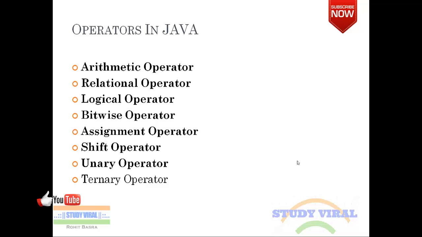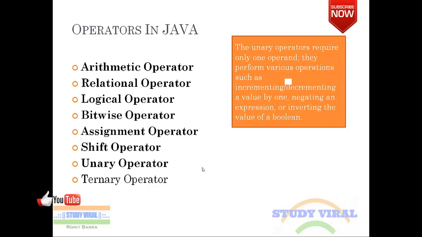In this video tutorial, I am going to show you the demonstration of unary operators. Unary operators are special operators which act on a single operand. Basically, they require one operand, and we can perform various operations like incrementing or decrementing the value of a variable. I can increase the value by 1 or decrease that value by 1.